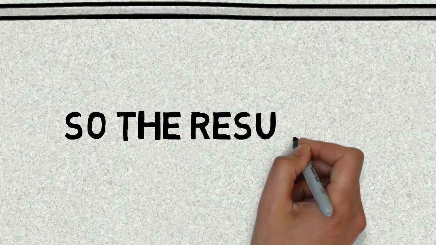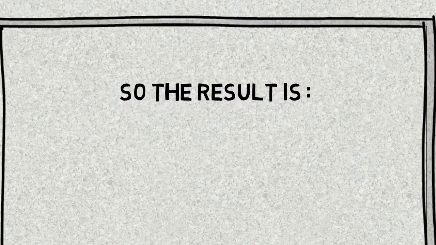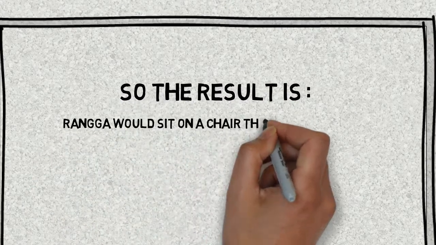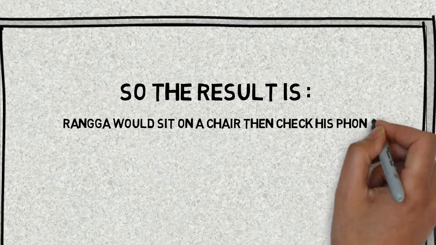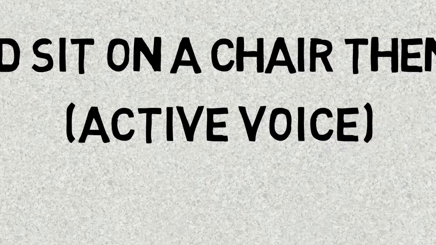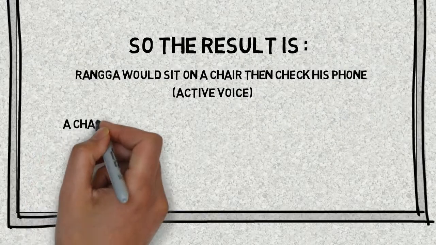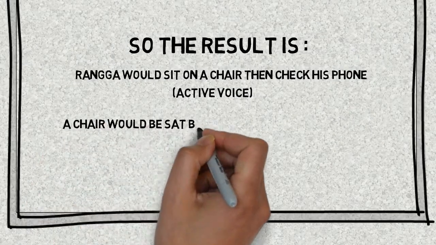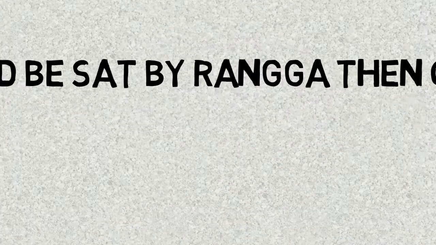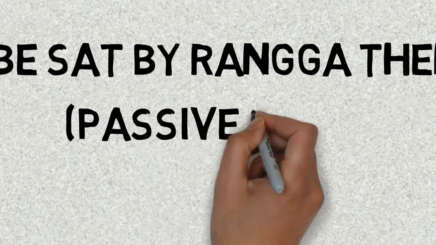So the result is: Rangga would sit on a chair then check his phone for active voice. And then for the passive voice is a chair would be sat by Rangga then check his phone. It is a passive voice form.